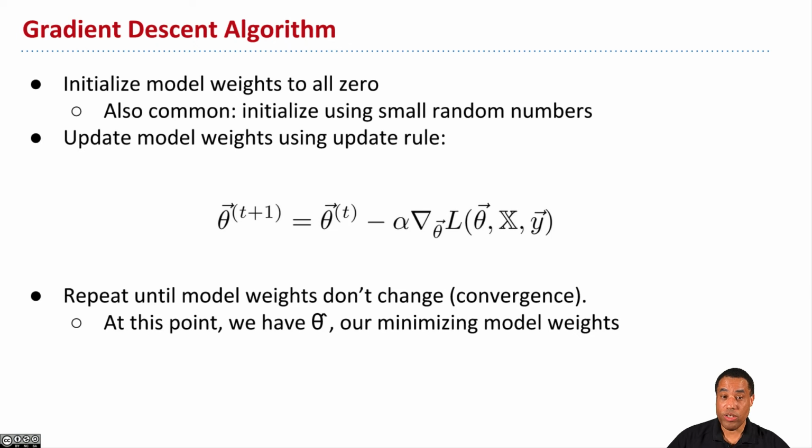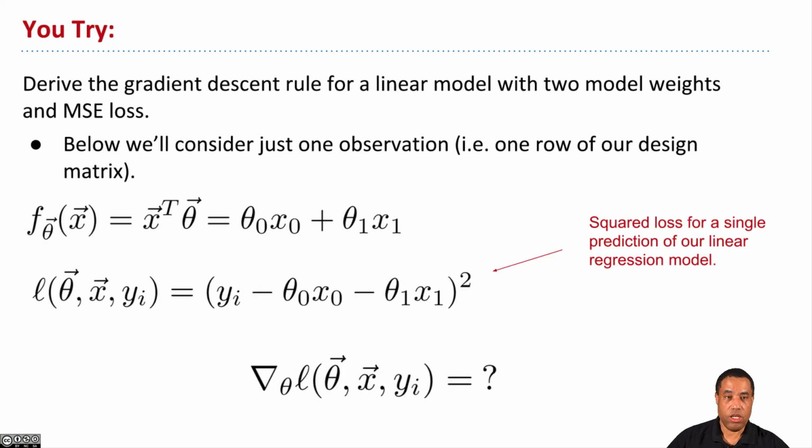Now, at that point, we have our theta hat. We found the value for theta that minimizes our model weights. Okay, so let's have you try this. We want to derive the gradient descent rule for a linear model with 2 model weights, and we're going to assume mean squared error loss.